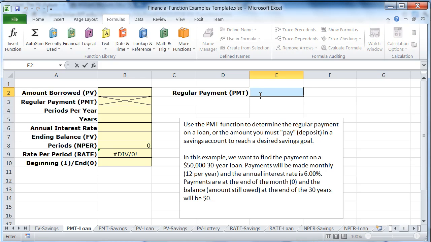In this video, we're going to take a look at one of the applications of the payment function. You can actually use the payment function to compute two different things. The first one is the payment on a loan. So that's what we're going to look at here.